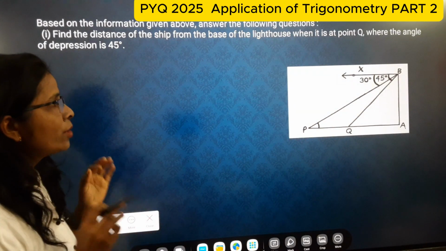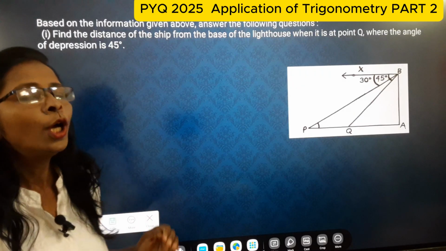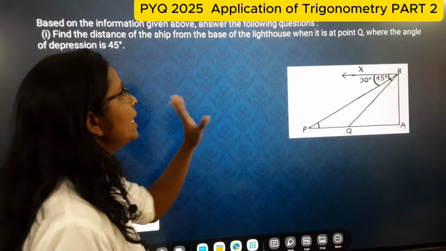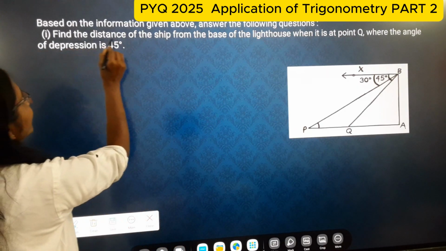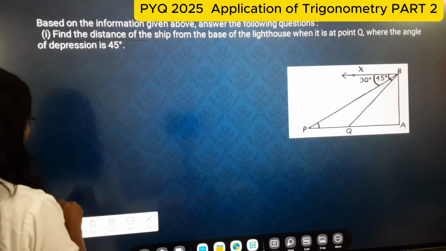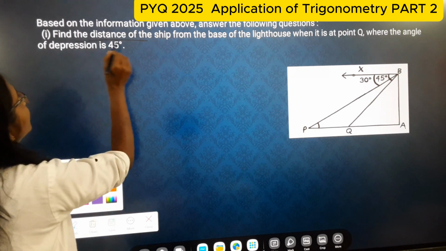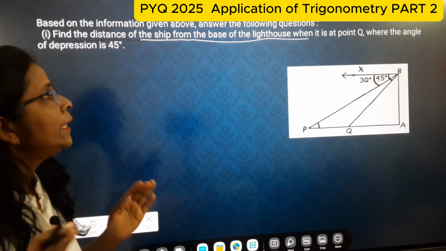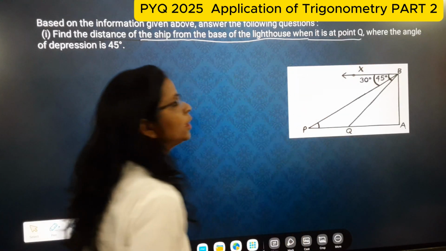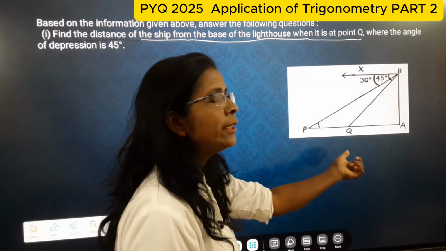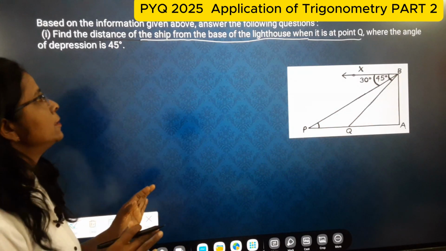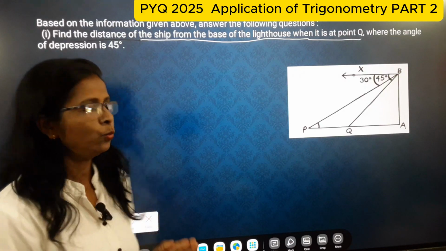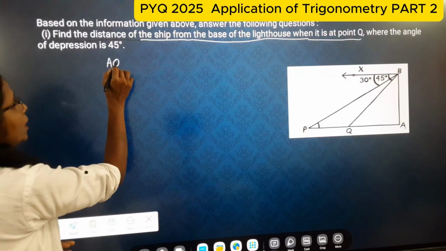Okay, students? So as per the given information, we have to find out the distance of the ship from the base of the lighthouse when it is at point Q. From point Q, we have to find the distance. That means we have to find the distance AQ, students.